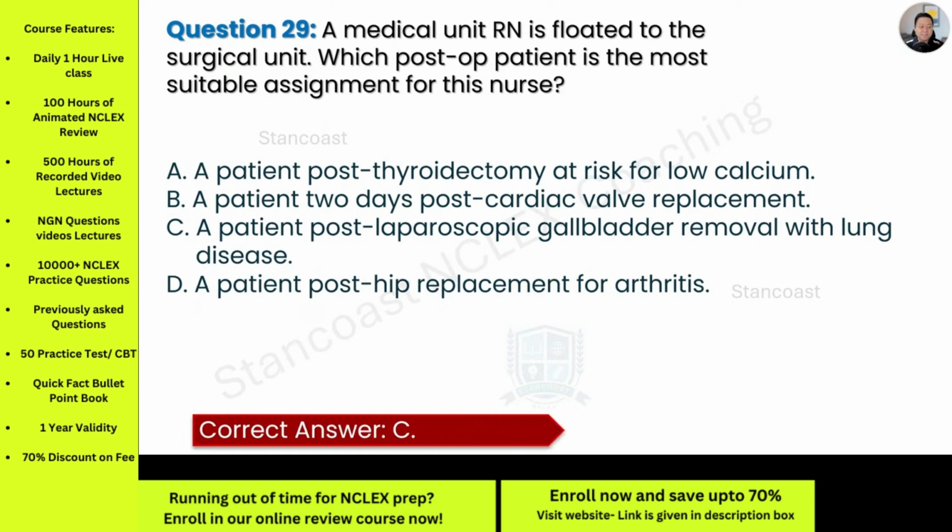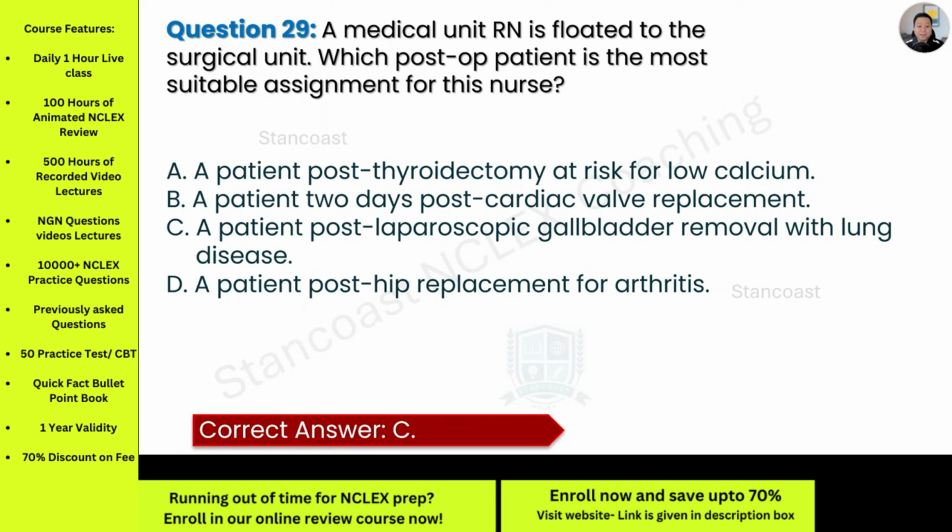The answer here is letter C, because this procedure has minimal complications, and managing a patient with chronic lung disease also aligns with the RN's medical background. All right. So the other patients in the other options require specialized surgical care, such as cardiac monitoring or airway management, which are better suited to experienced surgical staff.